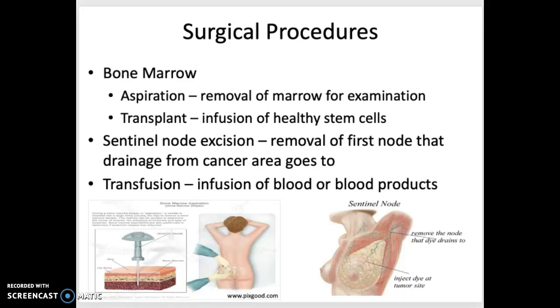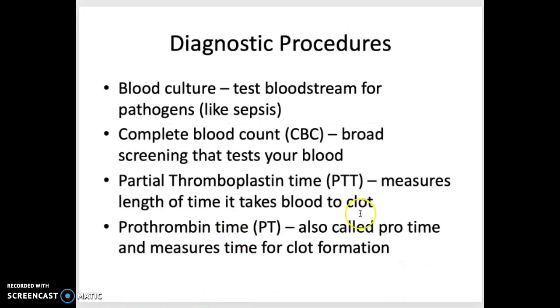And 3 different blood tests that can be performed to help diagnose a disease or condition. A blood culture is a blood test used to determine the presence of pathogens in the blood. A CBC is a complete blood count. And that's a blood test that measures the amounts of red blood cells, white blood cells, platelets, and hemoglobin. And partial thromboplastin time is a test that measures the length of time it takes for blood to clot. So that would help diagnose a bleeding disorder.